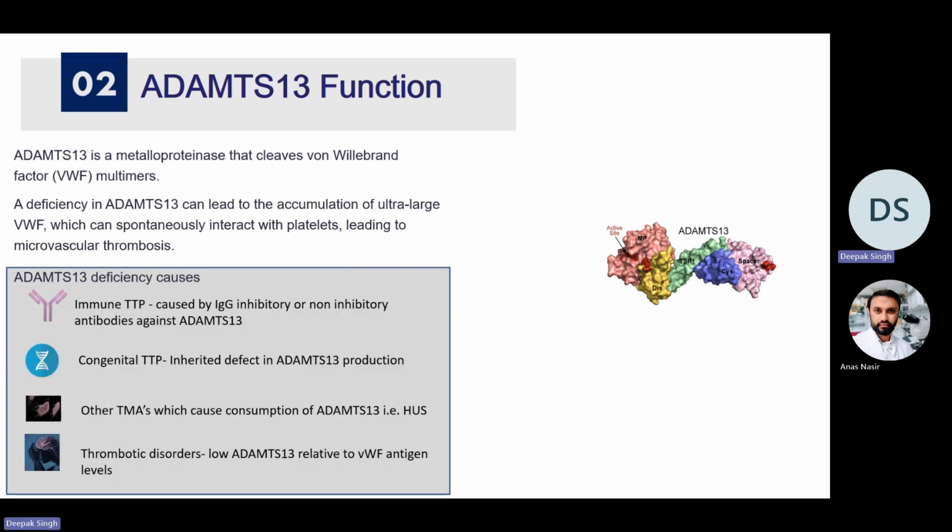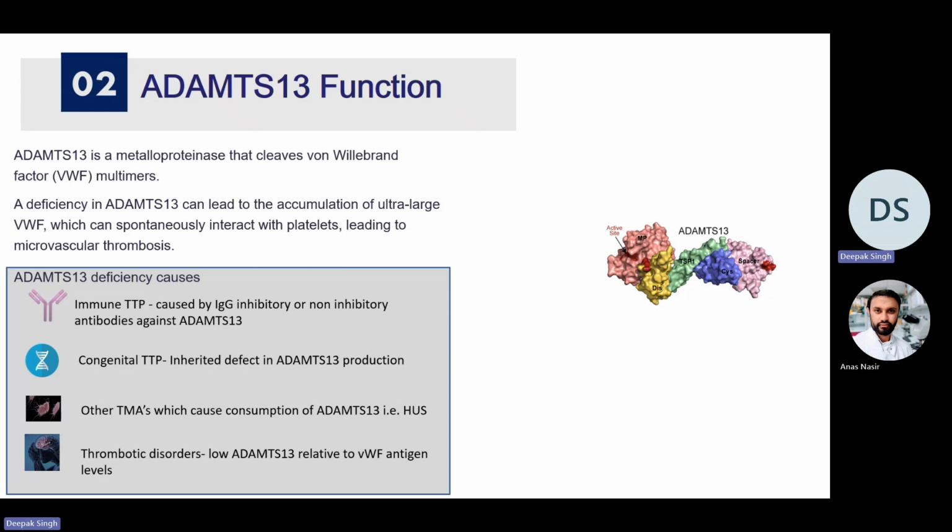Now, the deficiencies are caused in numerous conditions. We are focusing on the immune TTP. It sometimes is called the acquired TTP. This is caused by IgG antibodies. It's either inhibitory or non-inhibitory. The inhibitory antibodies basically bind to the active site of ADAMTS13, which prevents its ability to bind to the A2 region of VWF. And the non-inhibitory antibodies are another type of antibody that binds to ADAMTS13, changes its configuration, and it's hence cleared out more readily.